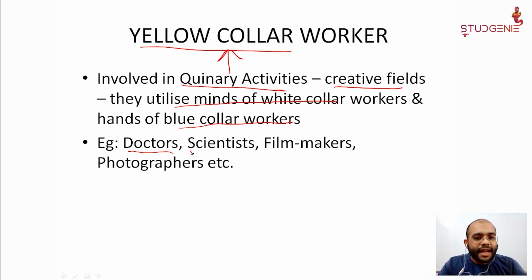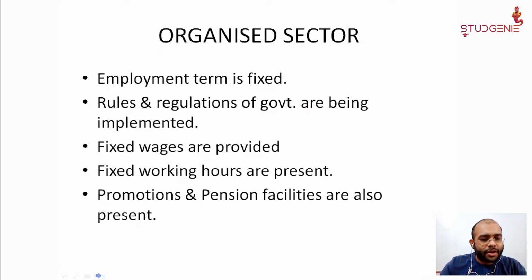Similarly, your research scientists, your filmmakers, photographers, they all come under yellow color workers. You might be wondering how filmmakers and photographers made it, because filmmakers also imagine things, like how can we portray this storyline so that people will relate to it, and shower their liking and love on this movie. So they utilize their brain, and also they utilize their hands, like they act, right? So filmmakers and photographers, in a similar sense, are all considered under gold color workers or yellow color workers.